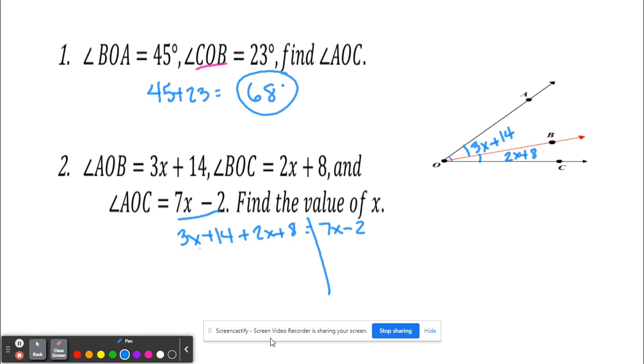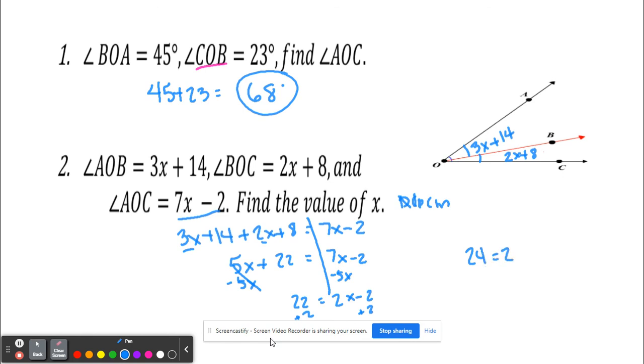I don't have any distribution. I'm doing Dad Can Pick Chocolate Muffins, and so there's no distribution. There is cleanup, so I can clean this up right here. That's going to be 5x plus 22 equals 7x minus 2. I can pick on the little guy, so I'm going to do minus 5x on both sides. So 22 equals 2x minus 2. Add 2 to both sides. So I've got 24 is equal to 2x. And then divide, x is equal to 12.